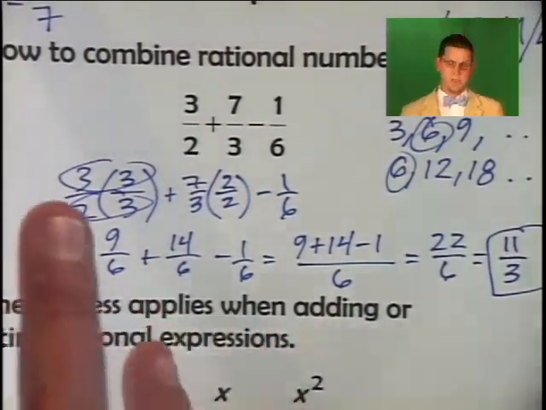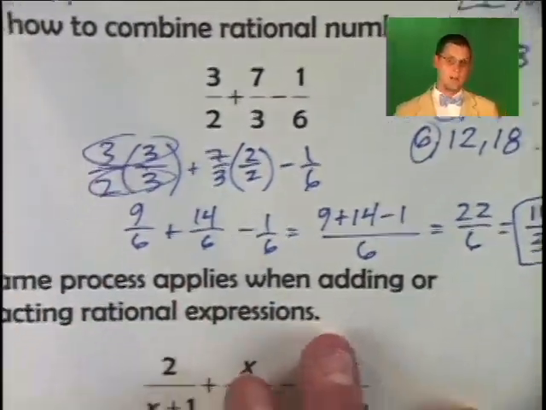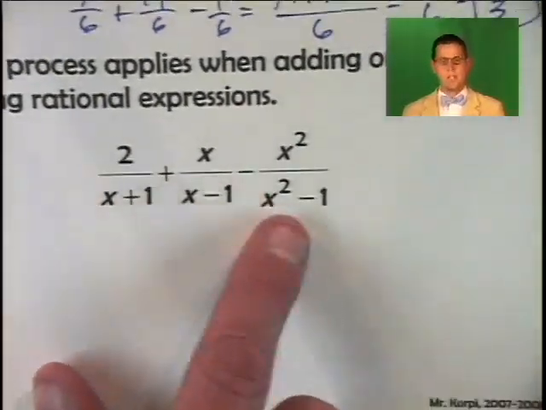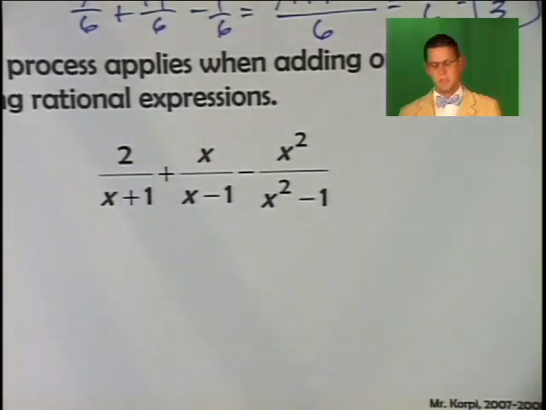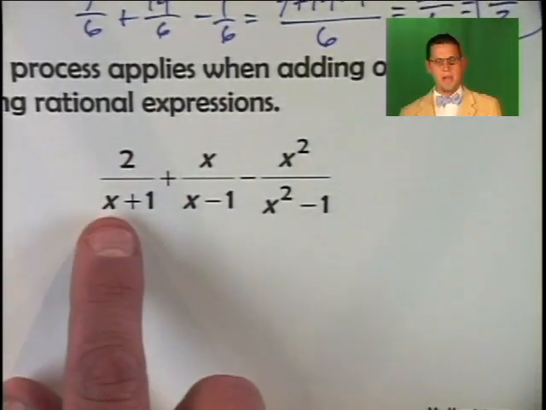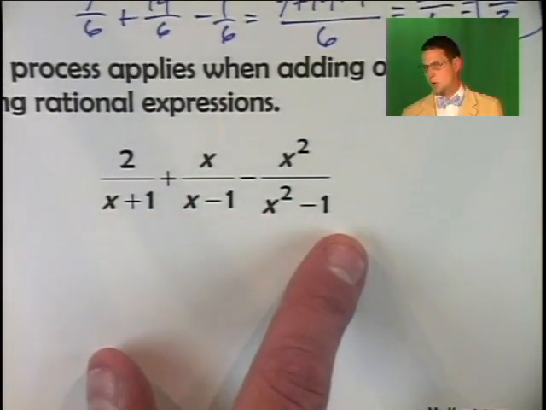Okay, so we know the process for adding numbers. It's the same process when we're adding rational expressions with variables. So let's look at this expression. I have 3 terms, and each of the terms are rational. They're fractions. I have an x plus 1, an x minus 1, and an x squared minus 1.